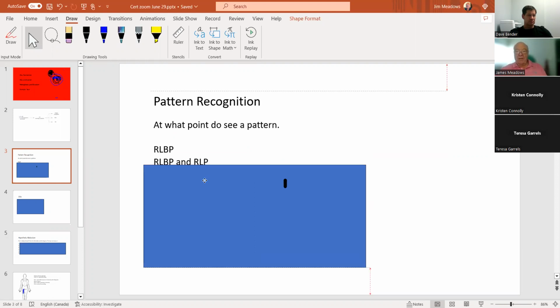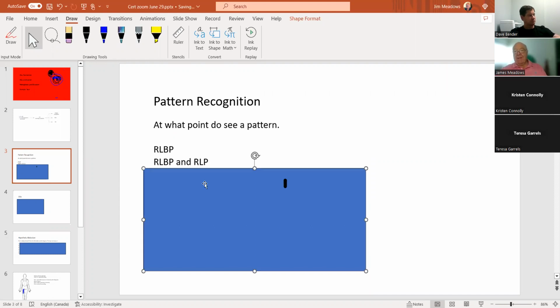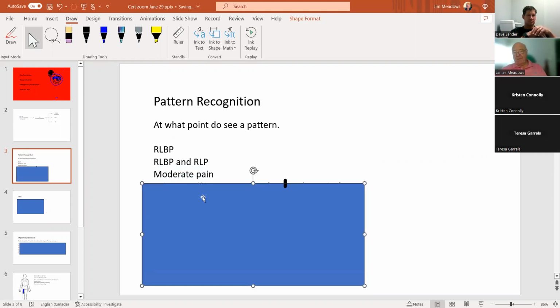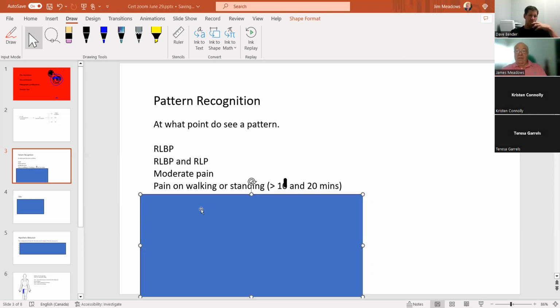So right low back pain and right leg pain. Again, there's a lot of things that can be, and you haven't got enough information for a pattern. Moderate pain. So you're going to start eliminating things like a disc herniation, but you still don't know enough there, do you? This could be a biomechanical dysfunction. It could be lateral stenosis. There's pain on walking or standing for 10 minutes or 20 minutes, respectively.